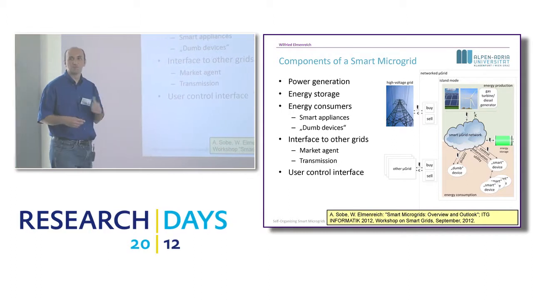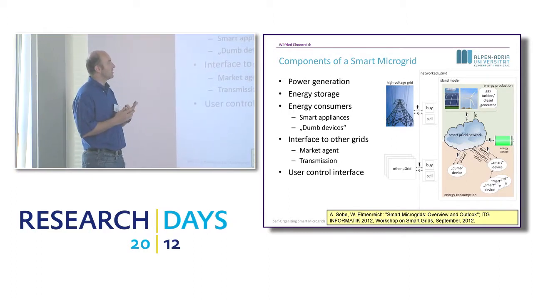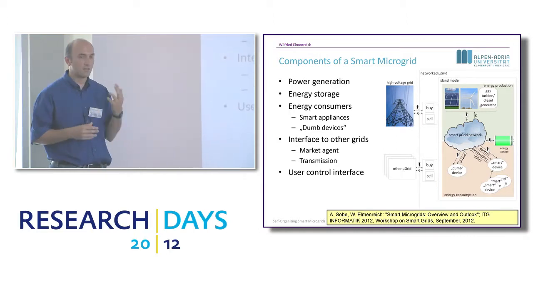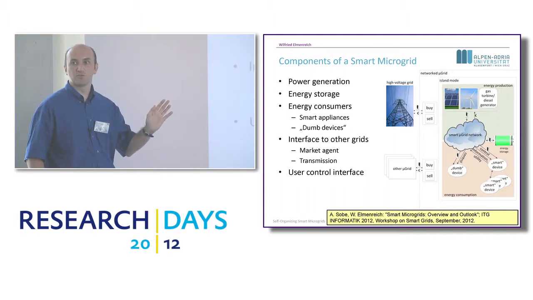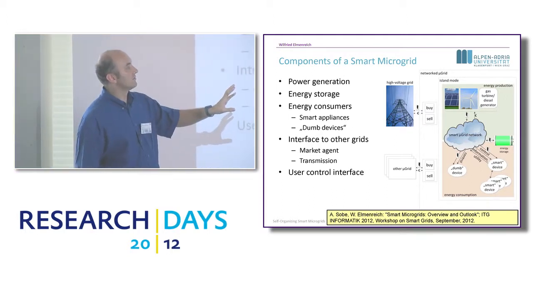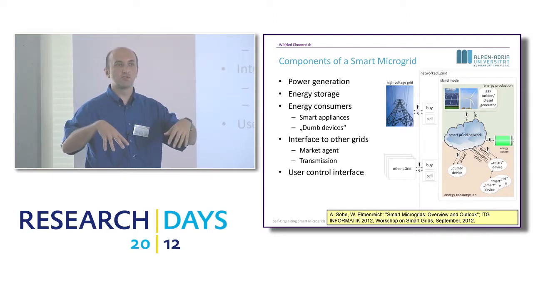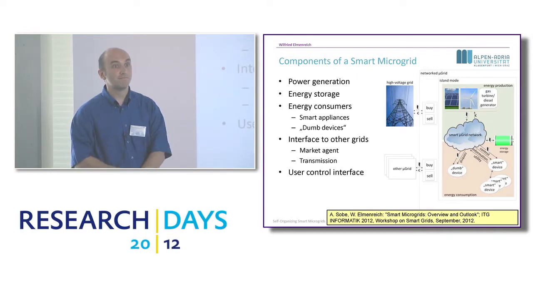And of course, if you think from the legal perspective, from the technology, from the market models, from the stability of the system, there are a lot of issues to solve for this. But this is some idea to transform our energy systems, our consumers, into a network of smart microgrids.